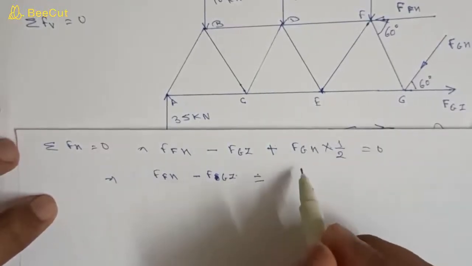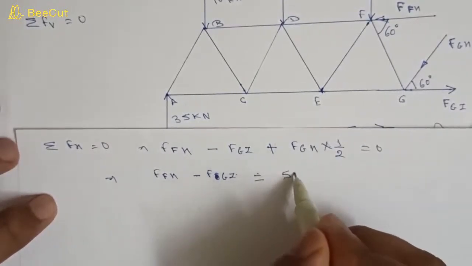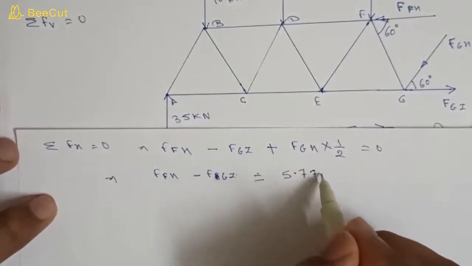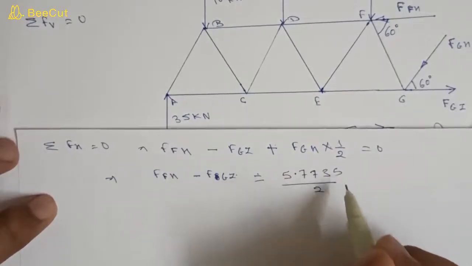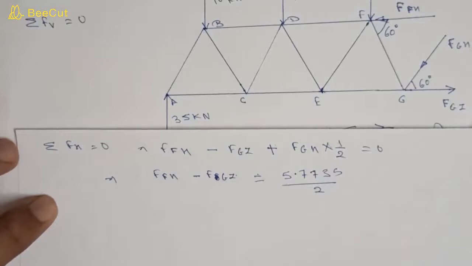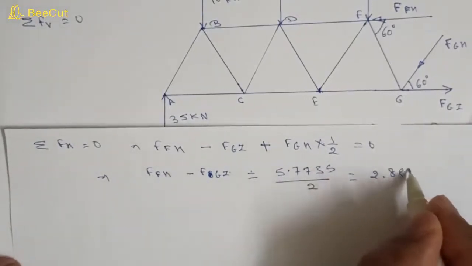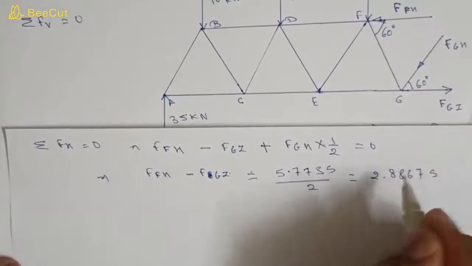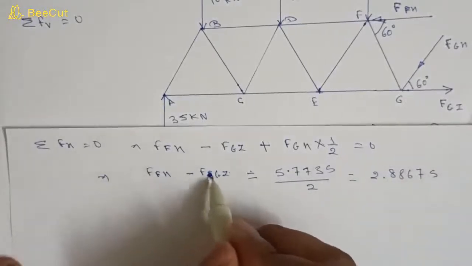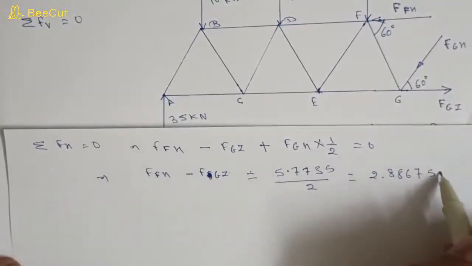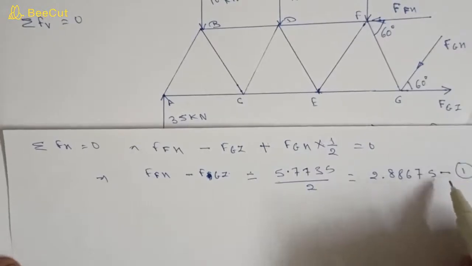So FGH we already know, 5.7735 divided by 2. Okay, so it will become 2.88675. So FFH minus FGI is equal to 2.88675. Suppose this is equation 1.